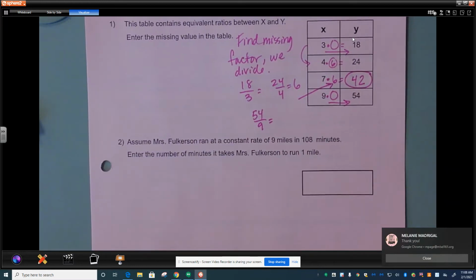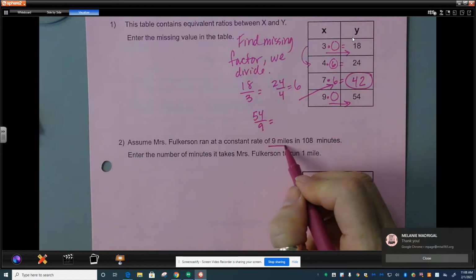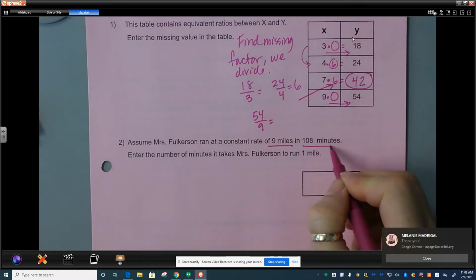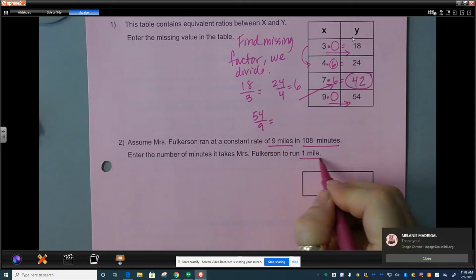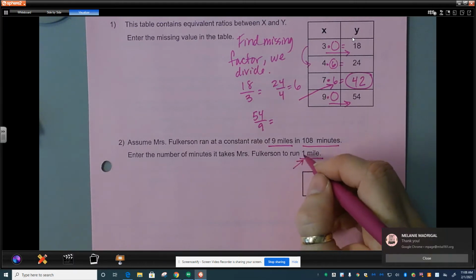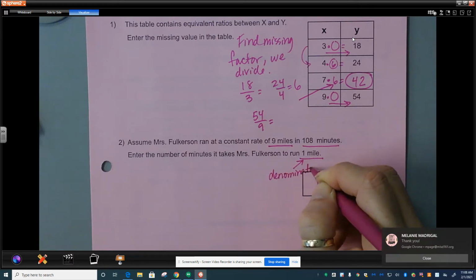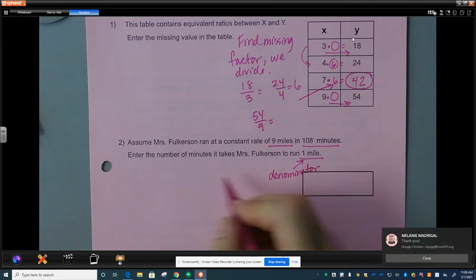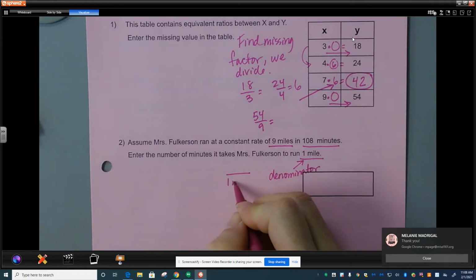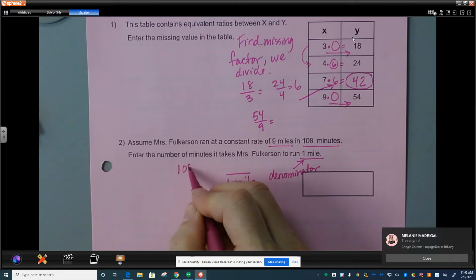The second problem is distance. Mrs. Fulkerson is running at a constant rate of 9 miles in 108 minutes. We want to find 1 mile. Remember, 1 is always the denominator of your fraction. So that means miles are going to be on the bottom. And over here, we're going to have 108 minutes and 9 miles.